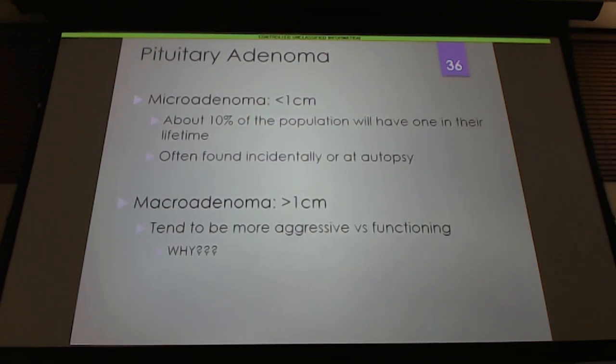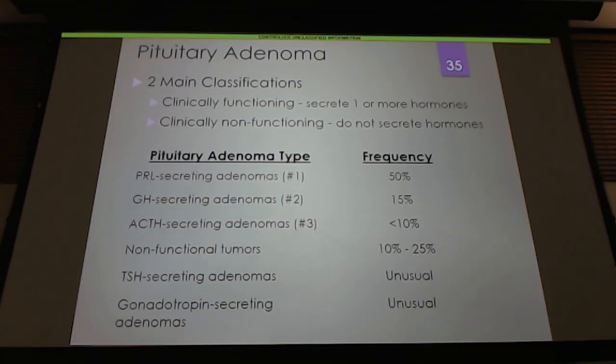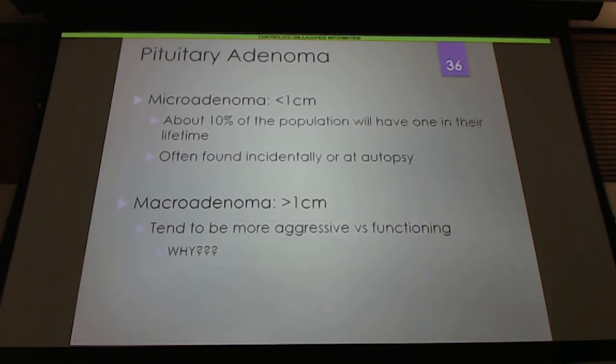So here's your micro versus macro. It's all about 1 centimeter being the difference. So microadenoma is less than 1 centimeter. And again, you're finding these because they're presenting with issues from that excess secretion of prolactin, growth hormone, or ACTH, or they're found incidentally on an image maybe. So you're working someone up for headaches or dizziness, and you find an adenoma incidentally, and then obviously on autopsy as well. Macroadenoma is over 1 centimeter, and these guys tend to be more aggressive versus functioning. Why do you think they're more aggressive?